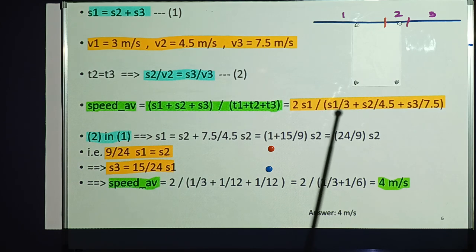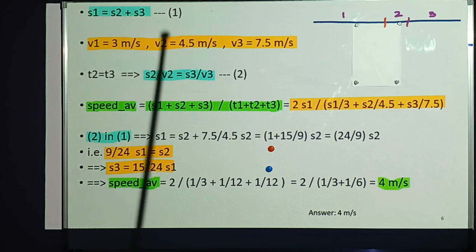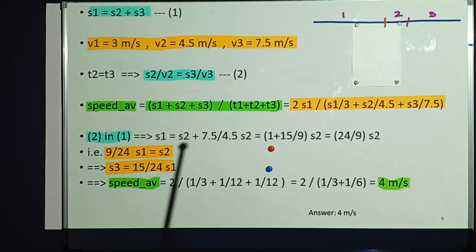And T1 is S1 by V1, which is 3. T2 is S2 by V2, 4.5. And T3 is S3 by V3, and V3 is 7.5. So if S2 and S3 are written in terms of S1, this answer will come. So these two equations we can use to get S2 and S3 in terms of S1. So S1 equal to S2 plus S3 is eliminated from here. S3 is V3 by V2, 7.5 by 4.5, into S2.